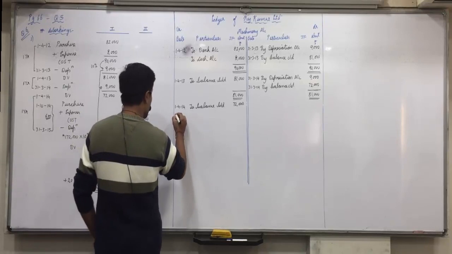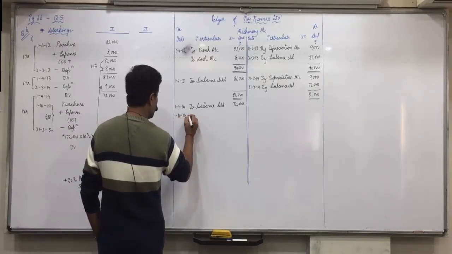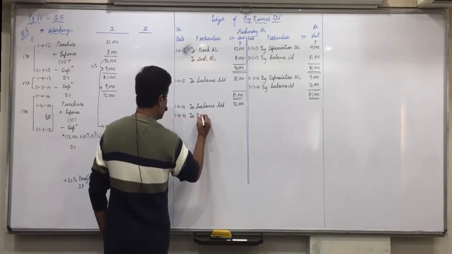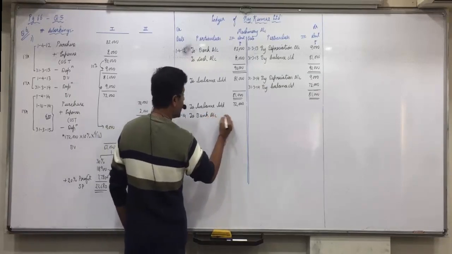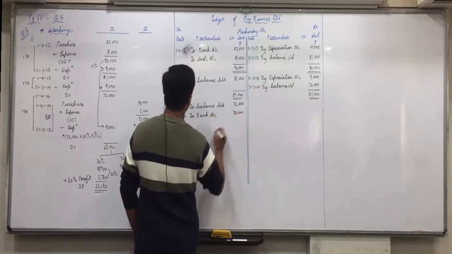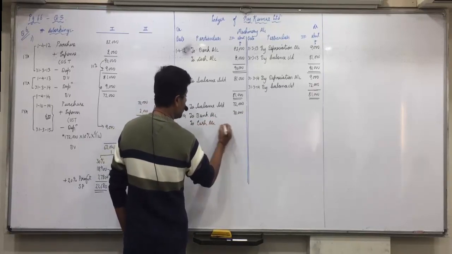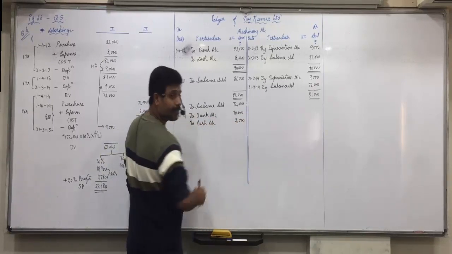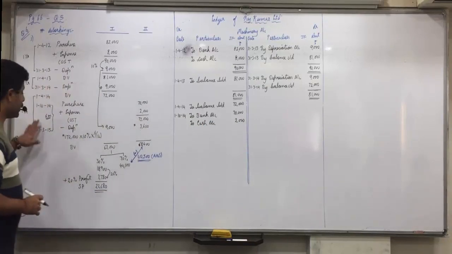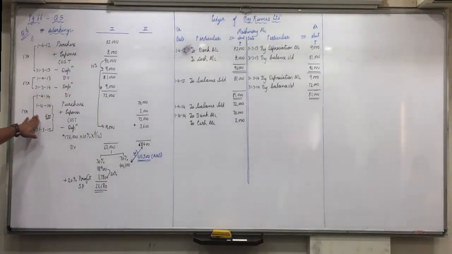So now, 1/10/14 to bank account 70,000 and to cash account 2,000. Same date. Who is talking in between? Is everyone clear with this 1/10/14? Then Sheetal.